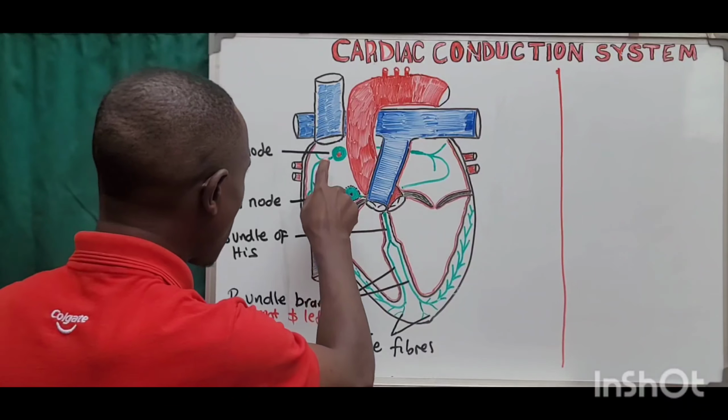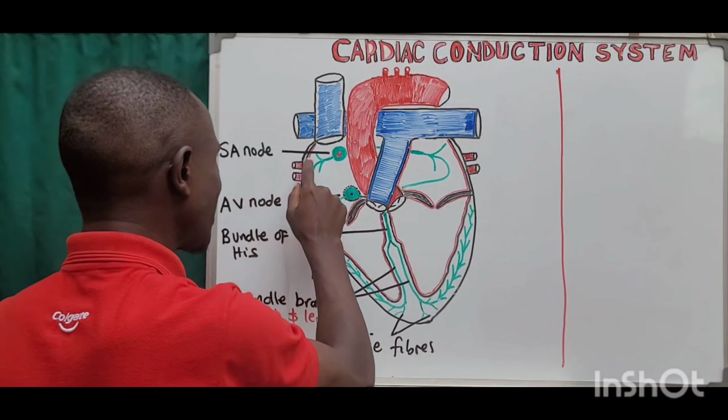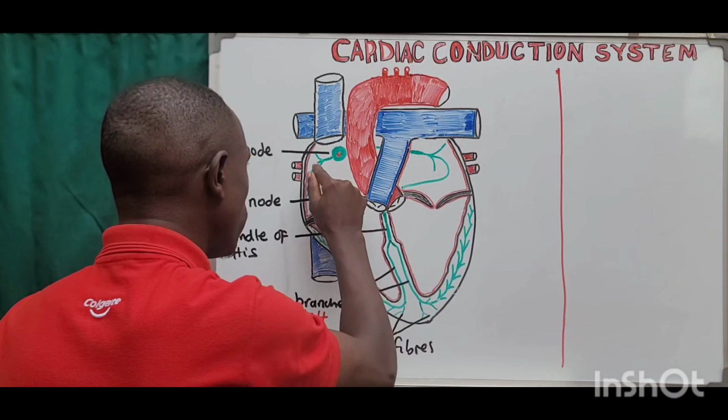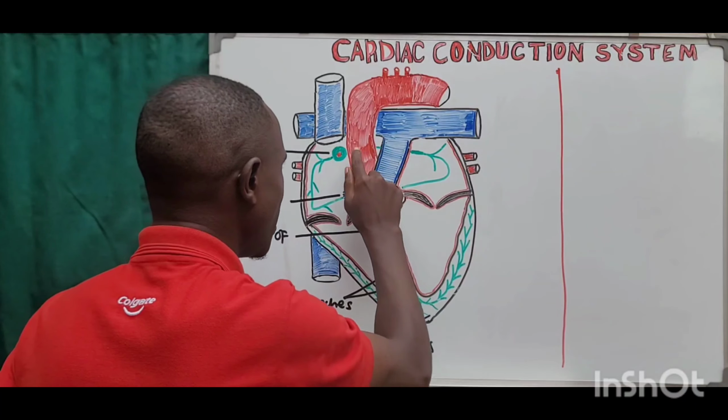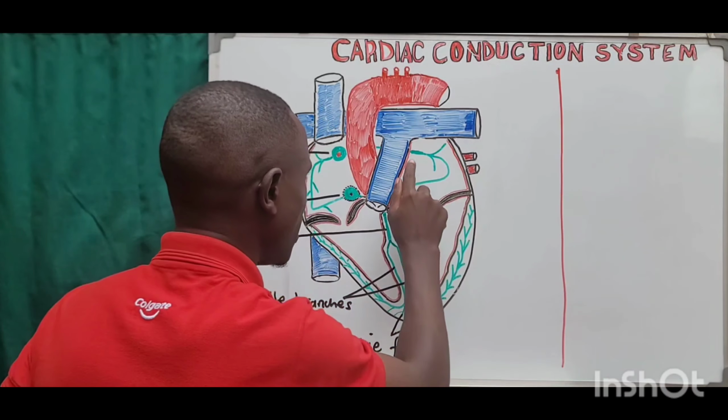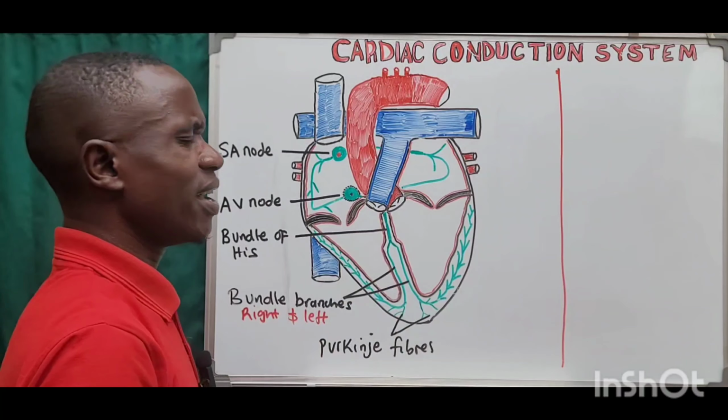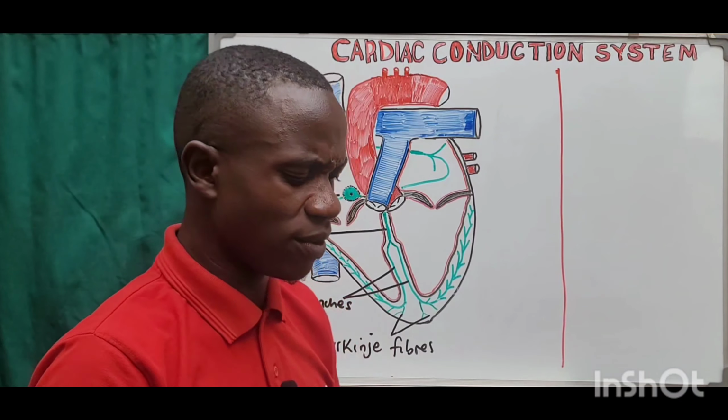Now, to come back here, when you look at the SA node, we have these branches. You see these fibers here, these bundles. These bundles have their own specific names.